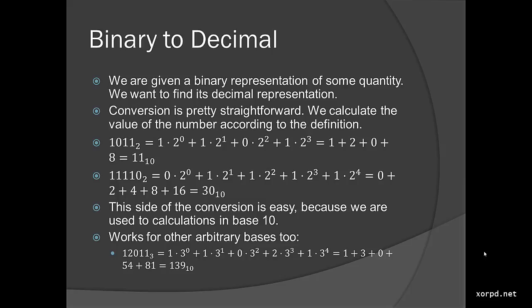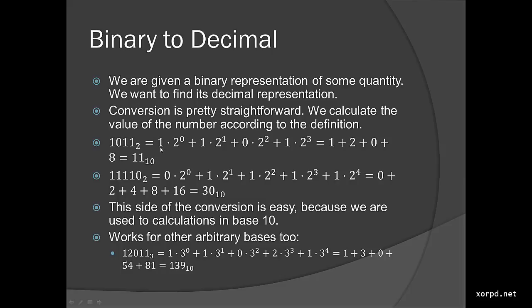For example, we have this number 1011 in base 2, and we want to get the decimal representation. Maybe we want to get a better feeling of this number. So we just calculate its value, and it goes like this. We begin with the rightmost digit, this bit, and we calculate 1 times 2 to the 0 plus 1 times 2 to the first plus 0 times 2 to the second plus 1 times 2 to the third.